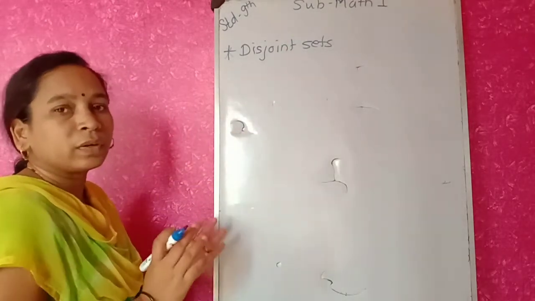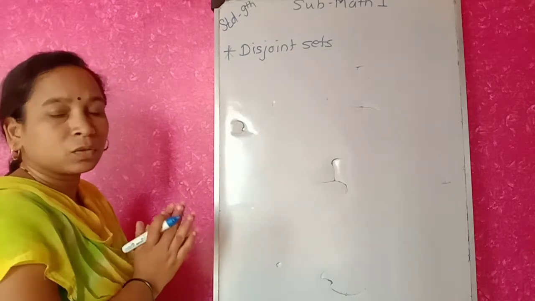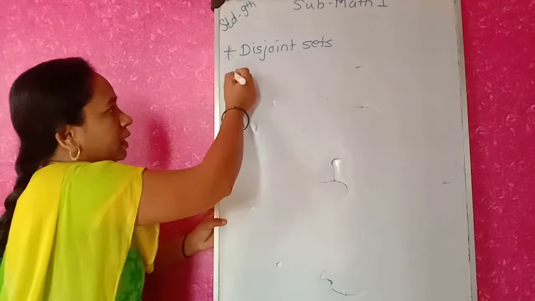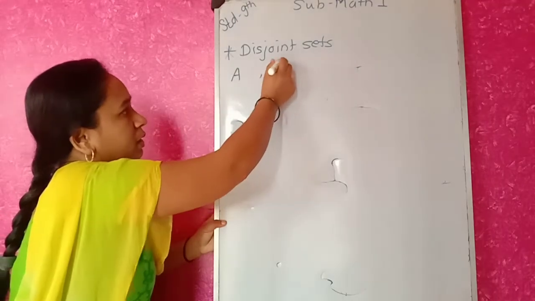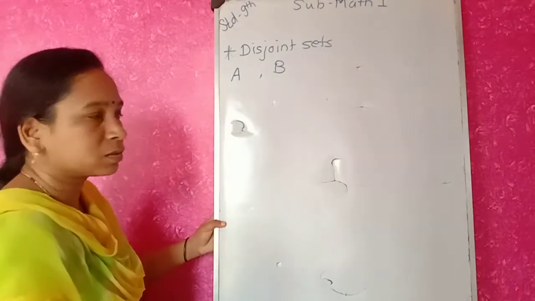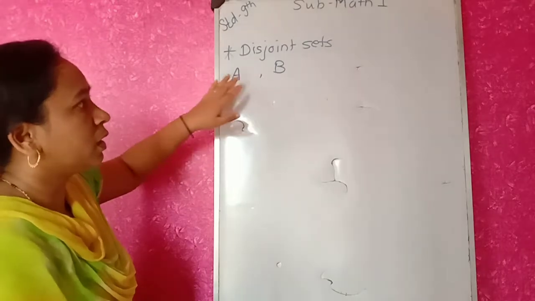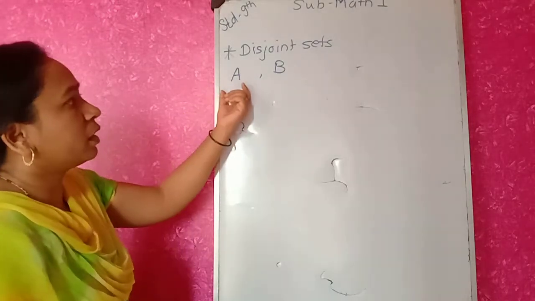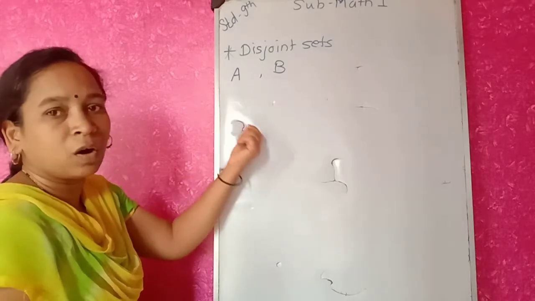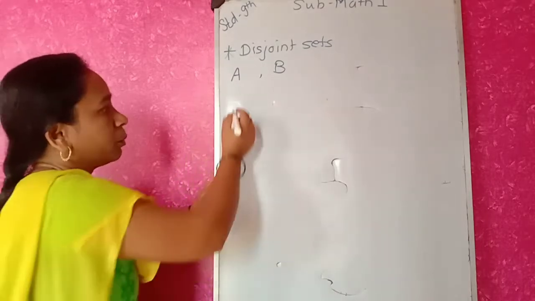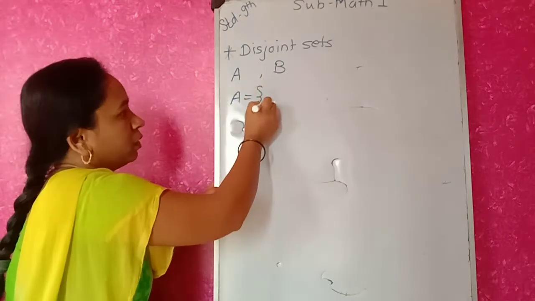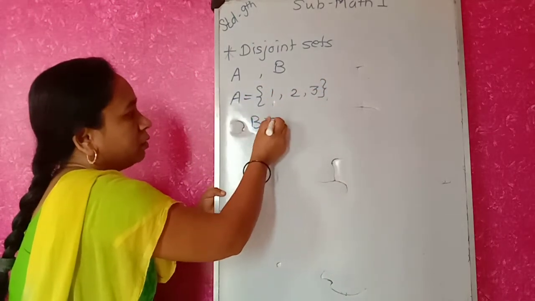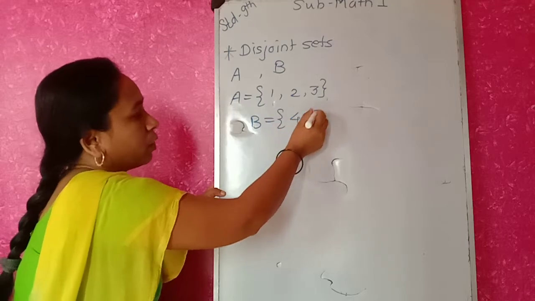Disjoint sets: two different sets which don't have any relation. For example, set A and set B. I can say those sets are disjoint sets if those two are completely different from each other, meaning they don't have a single common element. Suppose set A is 1, 2, 3 and set B is 4 and 5.